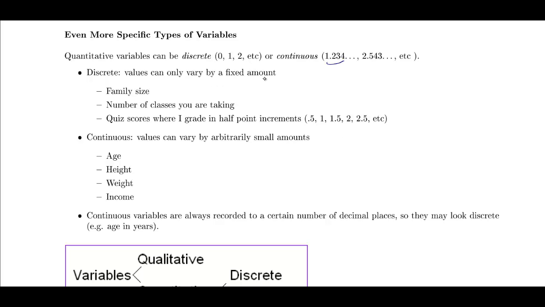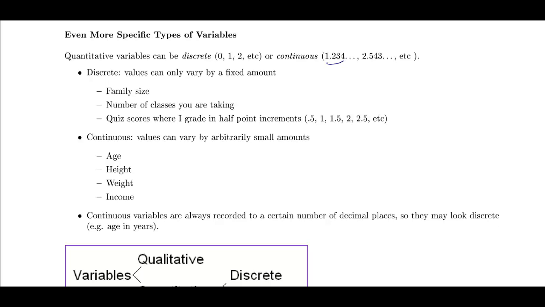So again, discrete, they can only vary by a fixed amount. So something like family size, because you can either have one person or two or three or four or five. The number of classes you're taking, because you can take one class or two classes or three classes. And then also you could vary by a fixed amount where it's like half a point. So when I grade quiz scores in half-point increments, your scores could be 0.5, 1, 1.5, etc.